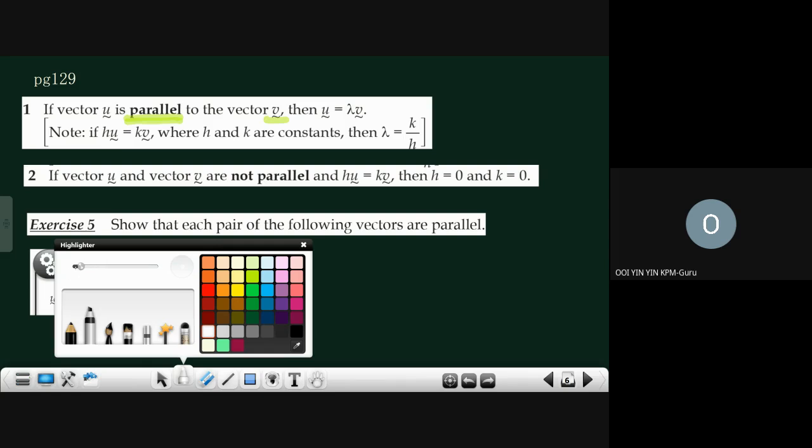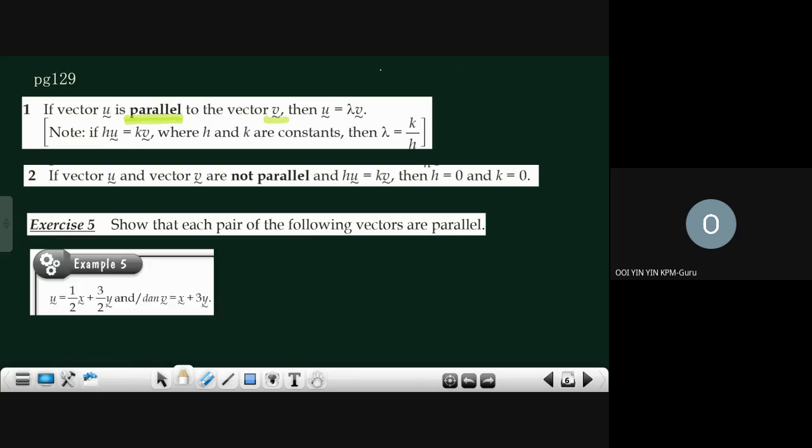Okay, and I want to tell you some people did not use lambda. Okay, instead of lambda, they will write vector u equals to k v. They write like this, you can also use lambda or k, never mind. Okay, actually this is a constant.